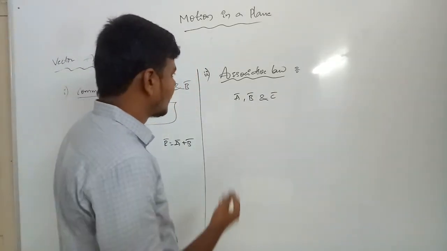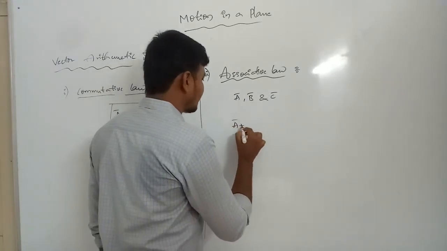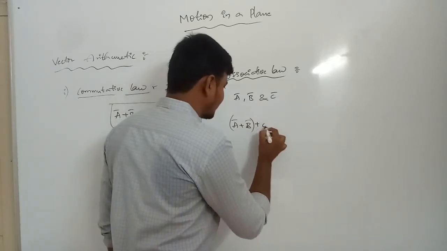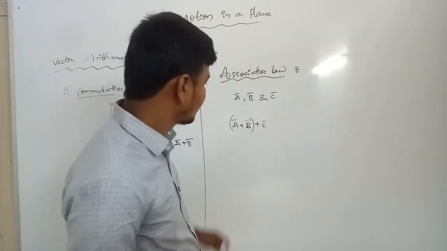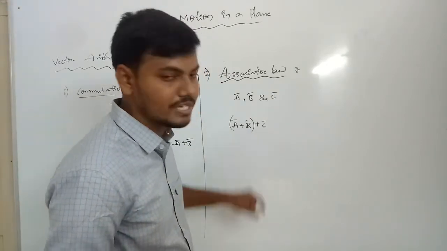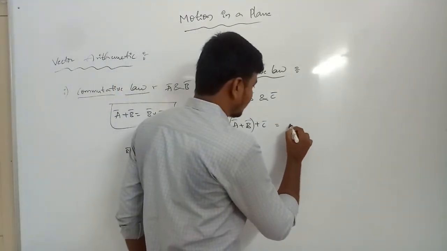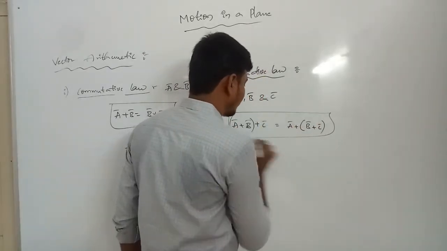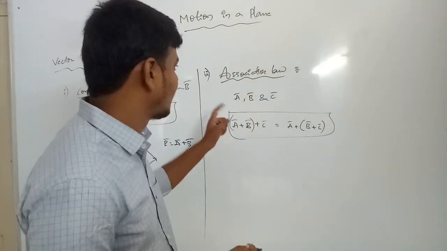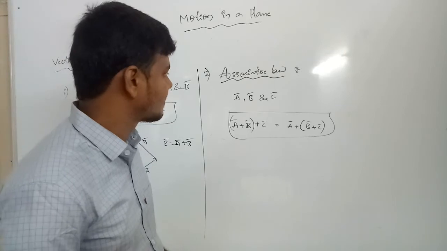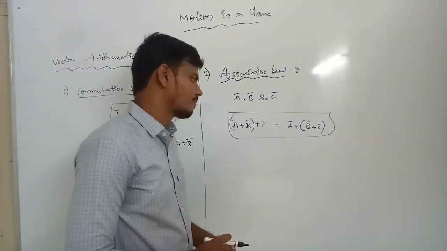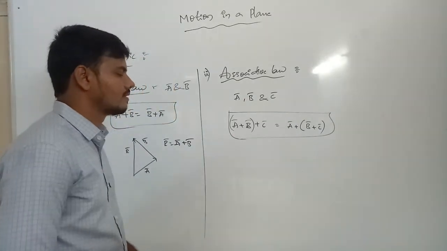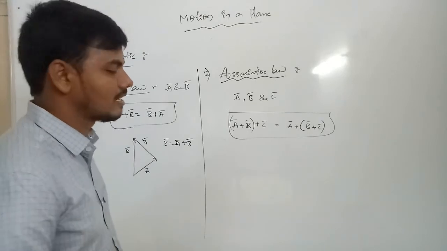Now the equation part. A bar plus B bar, and again we add C bar, is equal to A bar plus the sum of B bar and C bar. Clear? This equation is known as the associative law. First one is commutative, second one is associative.